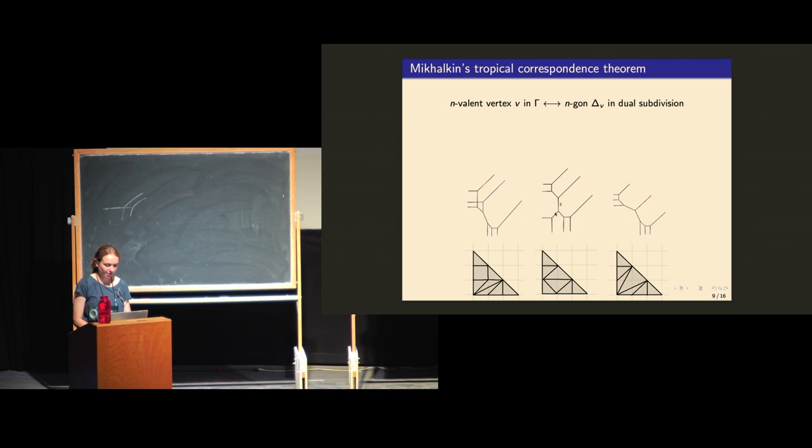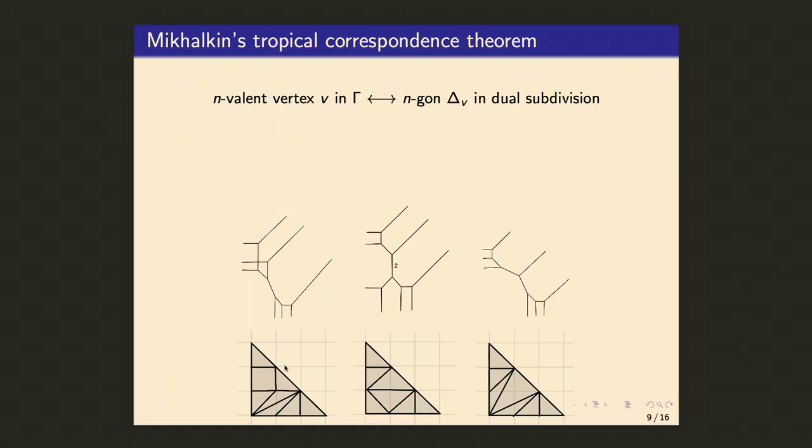So here, there's 3 tropical curves and their dual subdivisions. So for example, here we have a 4-valent vertex. This corresponds to this quadrilateral, and everywhere else we have 3-valent vertices. So we only have triangles here. And Mikhalkin says one needs to count tropical curves with the following multiplicity.